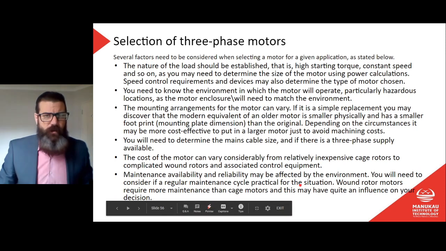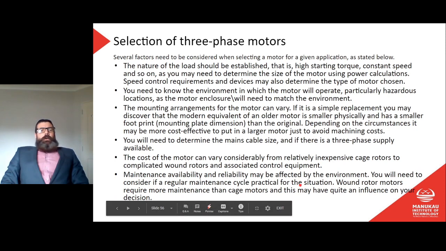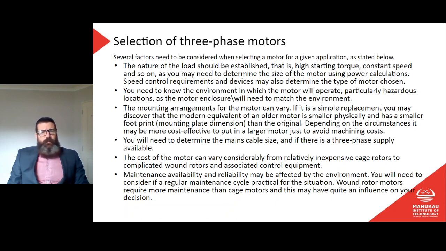Selection of three-phase motors. Several factors need to be considered when selecting a motor for a given application, as stated below. The nature of the load should be established, that is, high starting torque, constant speed, and so on. You may need to determine the size of the motor using power calculations. Speed control requirements and devices may also determine the type of motor chosen. You need to know the environment in which the motor will operate, particularly if it's in a hazardous location, as the motor enclosure will need to match the environment.